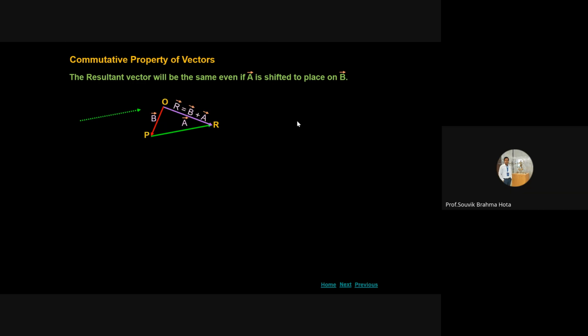Now the commutative property of vectors. The resultant vector will be the same if B is shifted to the place of A. If I consider that R vector is equal to B vector plus A vector, A vector is like this, B vector is like this. Now if you add both of them, you'll get R is equal to A plus B.